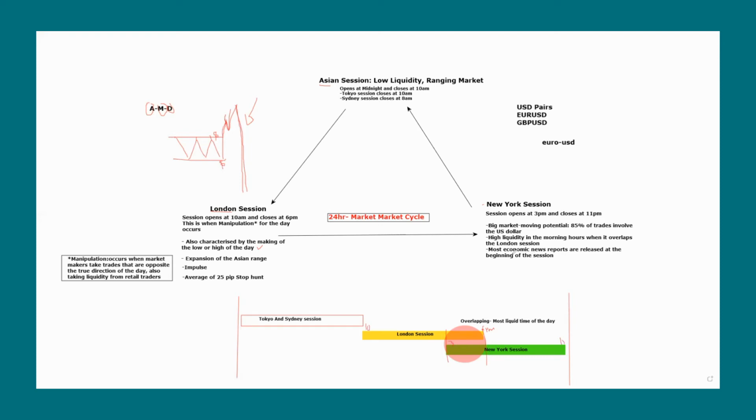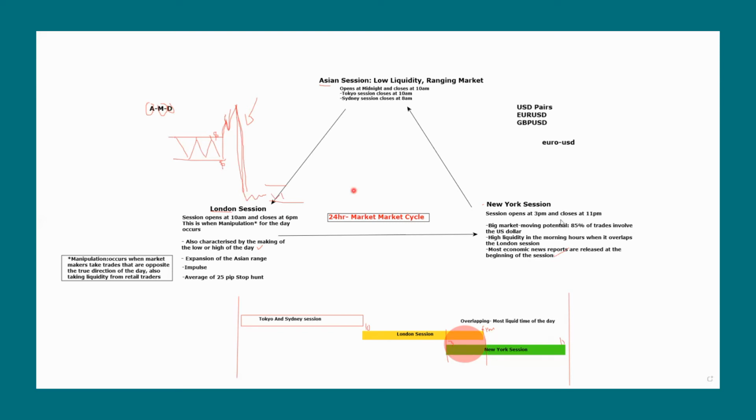This is normally when you get most of the economic news reports, right? So this is when you're going to get your strong movement to the downside, for example. Now, after that strong movement, sometimes it happens that after 6 p.m., you will get a retracement. And then you'll get a consolidation, and the process starts all over again and again. So that's what I need you guys to know for today.